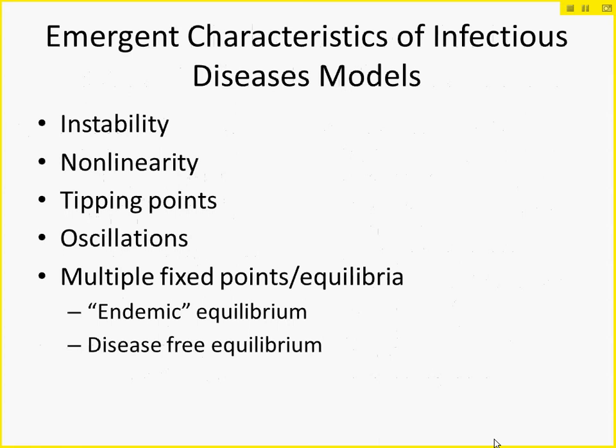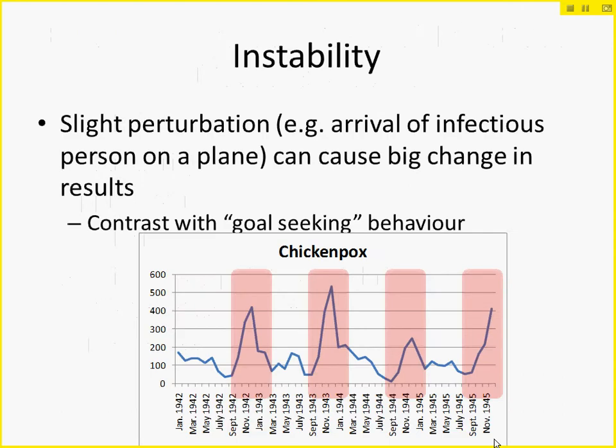They exhibit tipping points. These are points where a small difference could lead to the disease either disappearing or staying at reasonably high levels within a population, for example. They can exhibit oscillations and multiple what we call fixed points, situations where it's in stasis, but either in an unhealthy or a healthy state, but where it's stable, where it resists change.